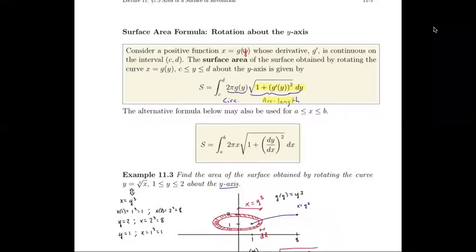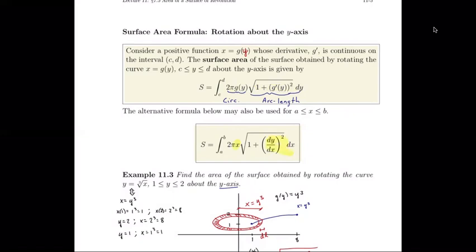Now, remember we had an alternate form for our rotation about the x-axis. We can use an alternate form here as well. x is equal to g of y. So the g of y in our original formula here can be swapped out by x. So our circumference can be 2 pi x, and then our integral can be done in terms of x. So dl here is written in terms of x. It's very easy to switch out the arc length.